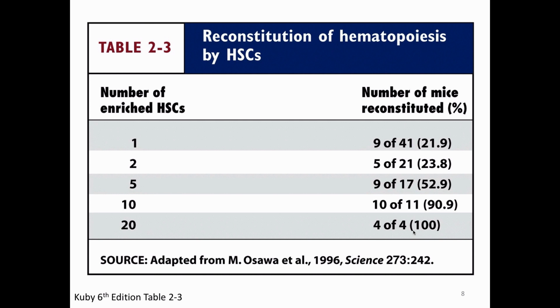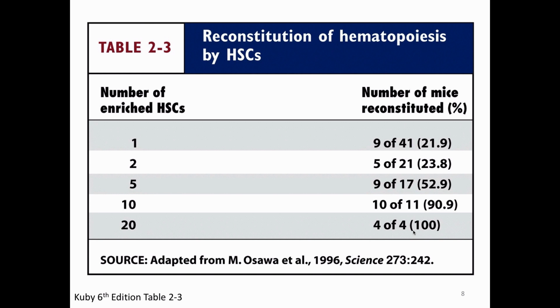So first they transferred 20 stem cells, and 100% of the mice had a full immune system reconstituted. They went down to 10, it was about 90%, 5 about 50%, 2 23%, 1 about 21%. So even transfer of one stem cell is enough to rebuild and reconstitute an entire immune system. So these stem cells have a lot of potential.